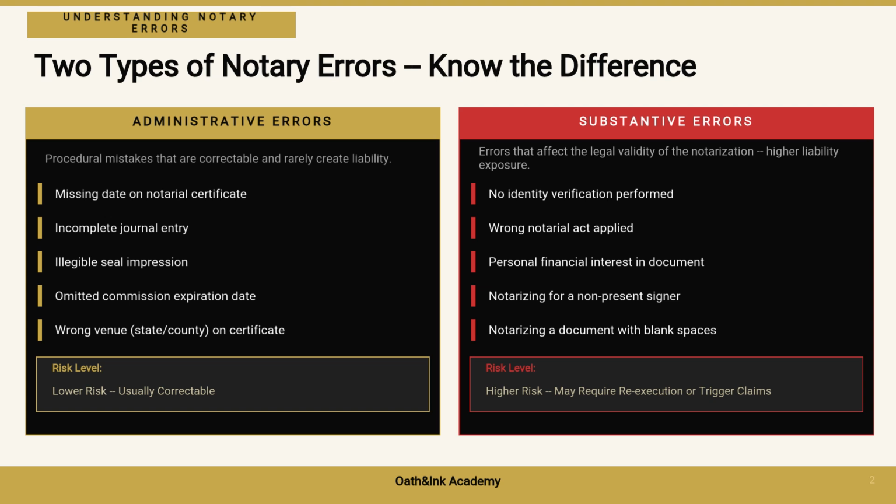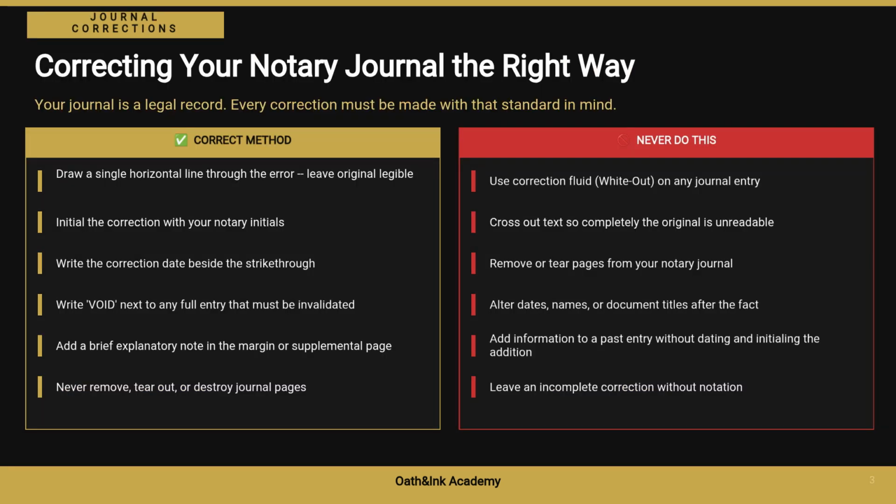type of error occurred. Here's what to know about journal corrections, and this is where many beginners make things worse. Never use correction fluid or alter a journal so the original is unreadable. The correct method is a single line through the error, leaving it legible, followed by your initials and the correction date. If an entire entry must be voided, write void clearly beside it and add an explanatory note. Your journal is a legal record. Treat every correction with that standard in mind.